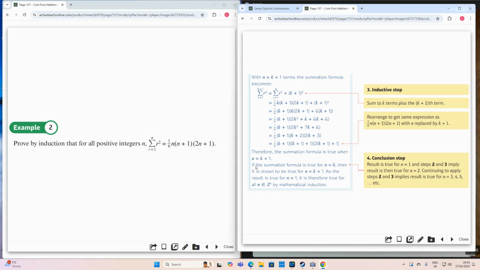So it says, if the summation formula is true for n equals k, then it has been shown to be true for n equals k+1. As the result is true for n equals 1, it is therefore true for all n is a member of Z+ by mathematical induction. Okay, so we've proved that if we assumed it was true for n equals k, we found it was true for n equals k+1. As the result was true for n equals 1, it is therefore true for all n is a member of Z+ by mathematical induction. Okay, perfect. That's really good.